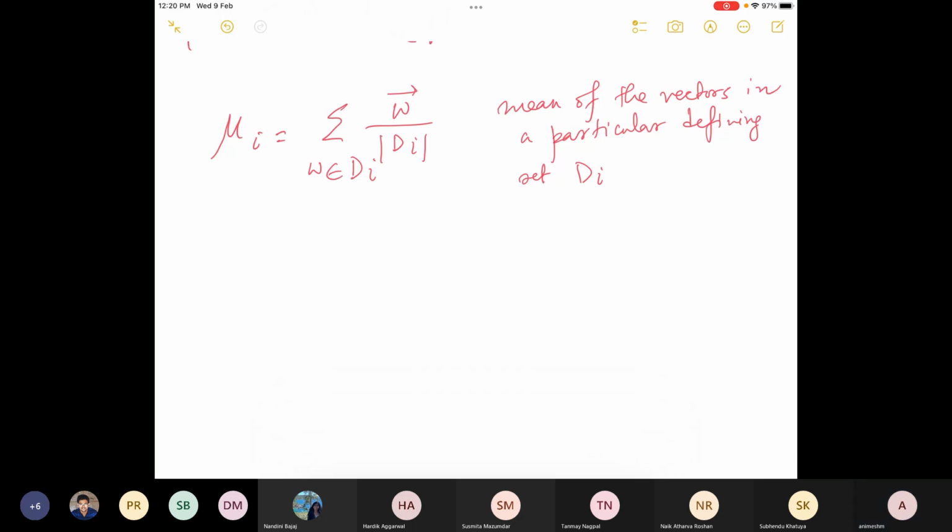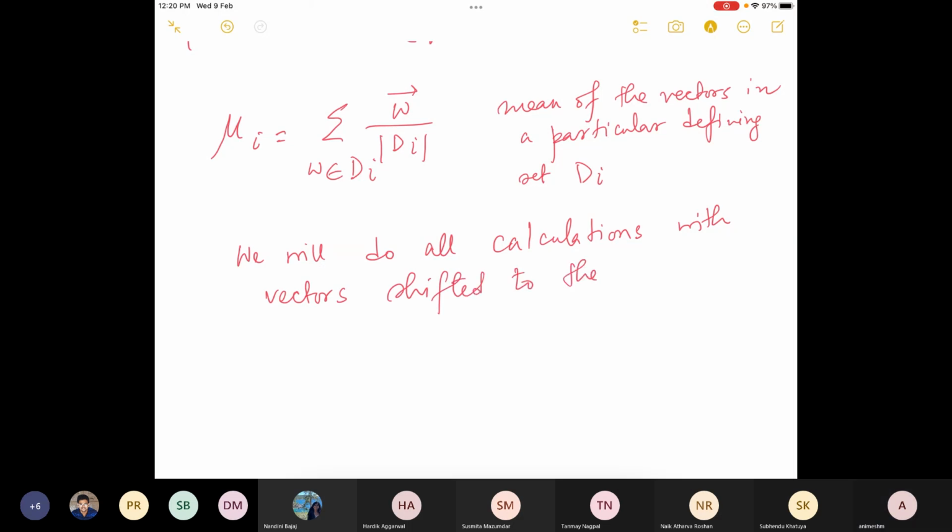Now we will do all calculations with vectors shifted to the origin. Okay, in order to do this, what do we need to do?